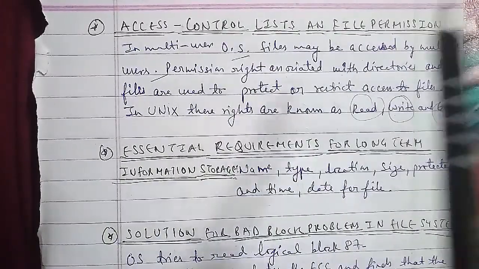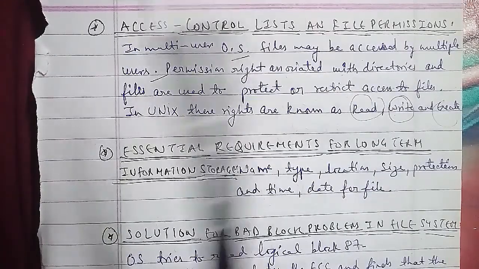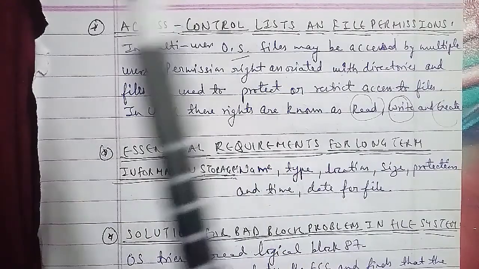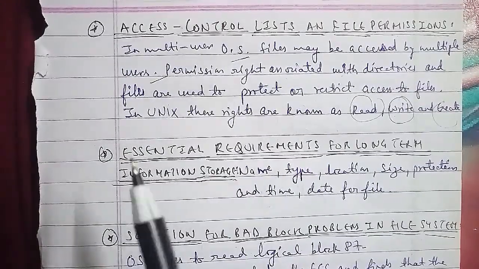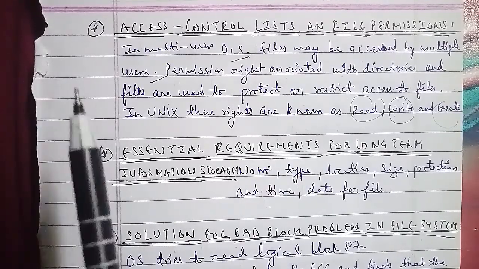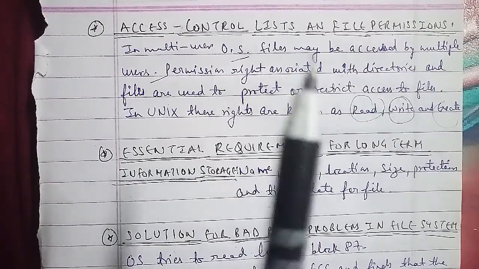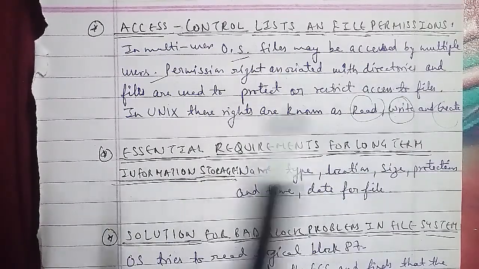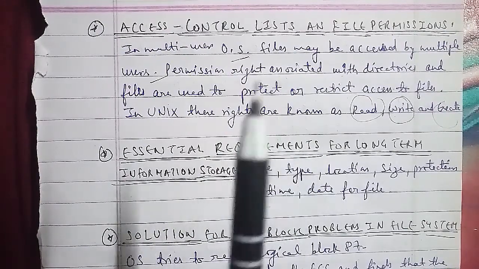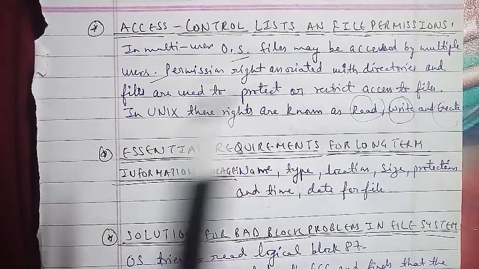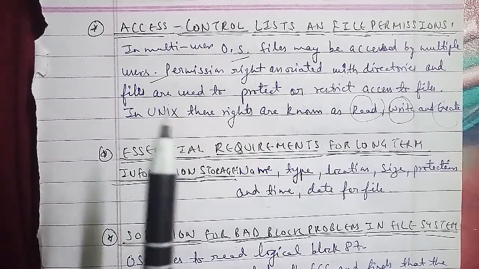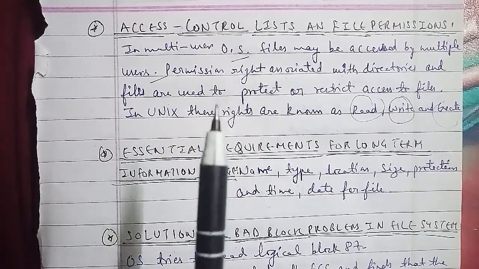Now we deal with another one: the solution for a bad block problem in the file system. What solutions can we find for the bad block problem that we face? First, the operating system tries to read logical block 87. The second point is the controller executes the ECC and finds that the sector is bad. It reports this finding to the operating system.